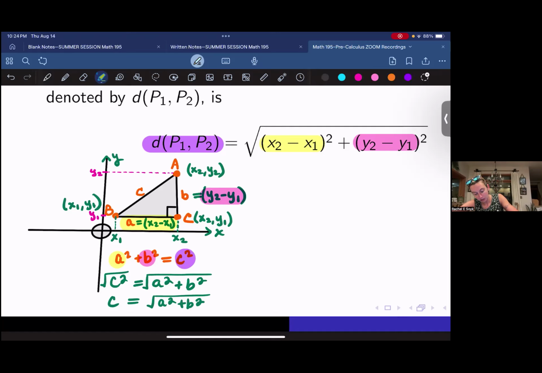And now you can clearly see, okay, if our A is x2 minus x1 squared plus our B, which is our y2 minus y1, and then squared, then there we have it. Pythagorean theorem in disguise, just from two dimensions, dealing with our whole coordinate system.